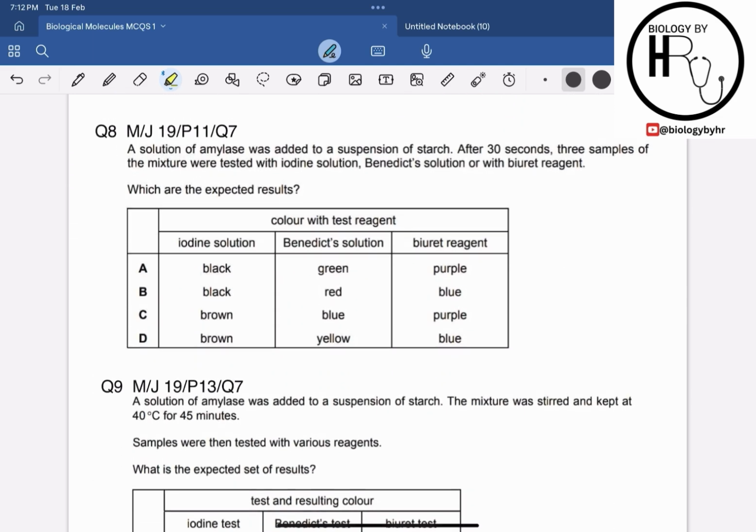Alright, so now let's move on to question number 8 everyone. Question number 8 is from May June 19, paper 1-1, question 7. It says that a solution of amylase was added to the suspension of the starch. Amylase is an enzyme which can digest the starch, or you can say which can break down the starch, right? And starch is broken down into maltose.